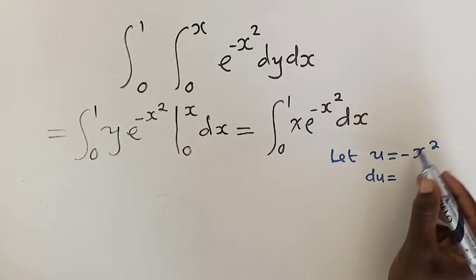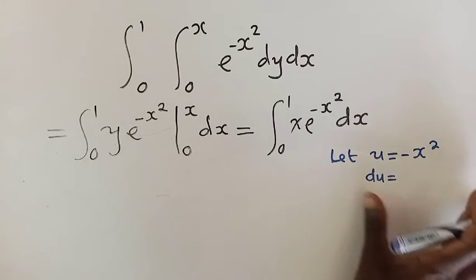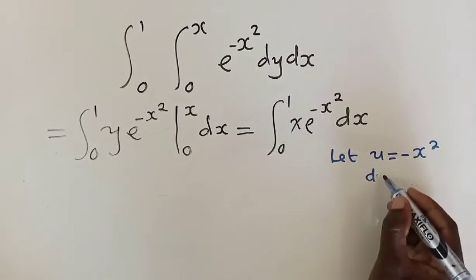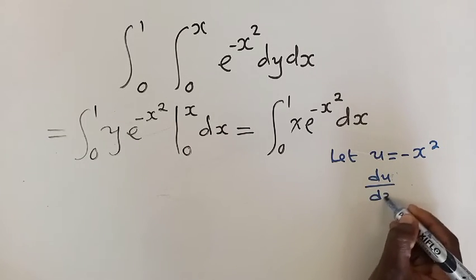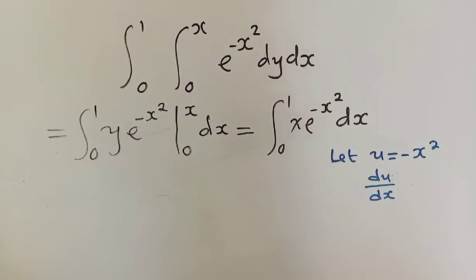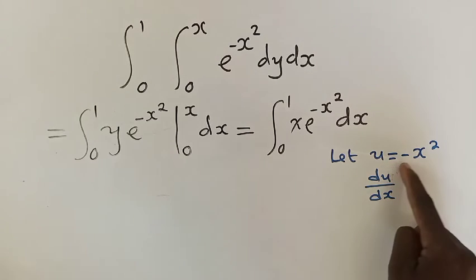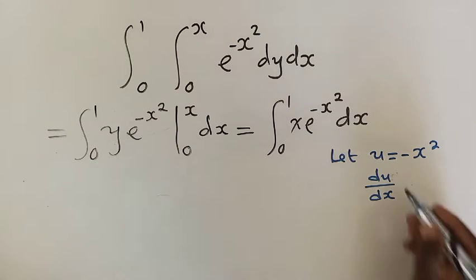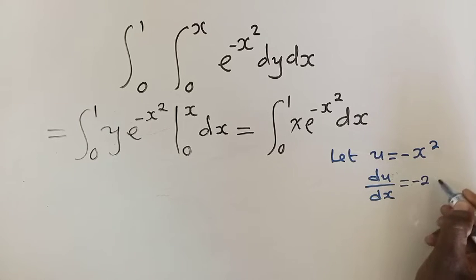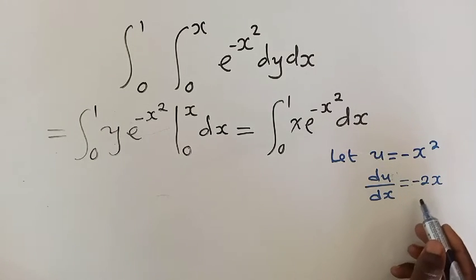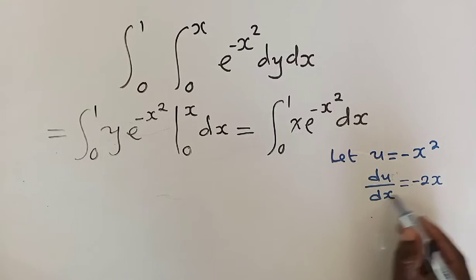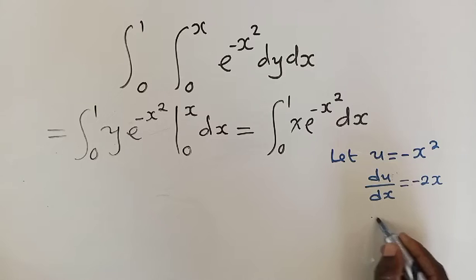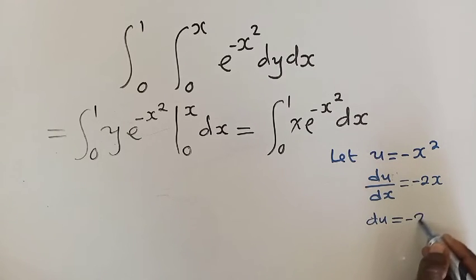Sorry, du dx. We're finding the du dx of this one, which will just be negative 2x. So now we can make the x subject of the formula by cross multiplication. This times this, we have du is equal to negative 2x dx.